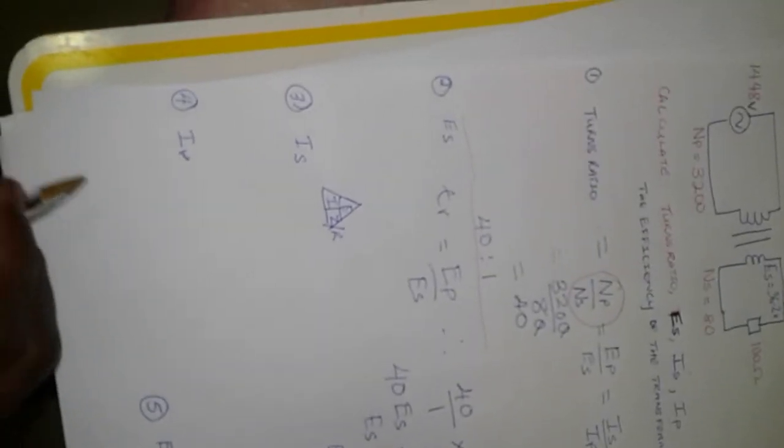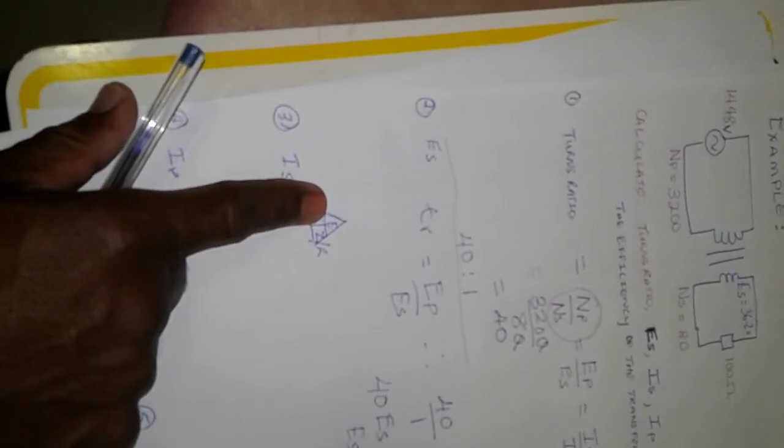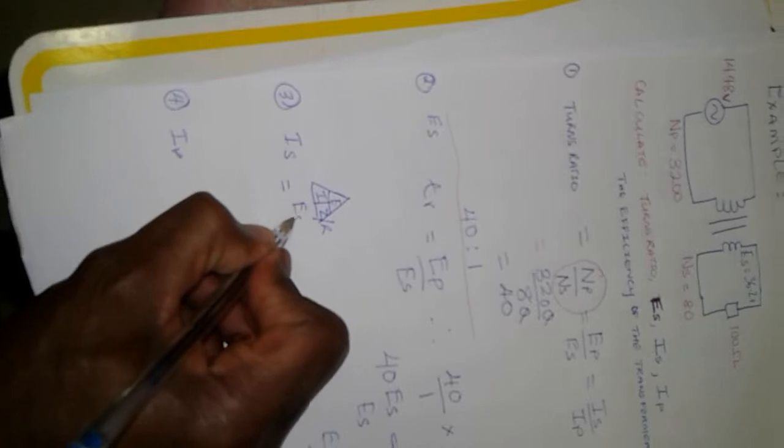and in this case we are substituting R to be Z. So we are now going to say IS, we cover I, is going to be E over Z, E secondary over Z. Remember we said Z and R is the same thing. So ES now is 36.2 volts, and we are dividing that by the ohms we have here, which is 100 ohms. So IS, by doing simple math, will be equal to 0.362 amperes.